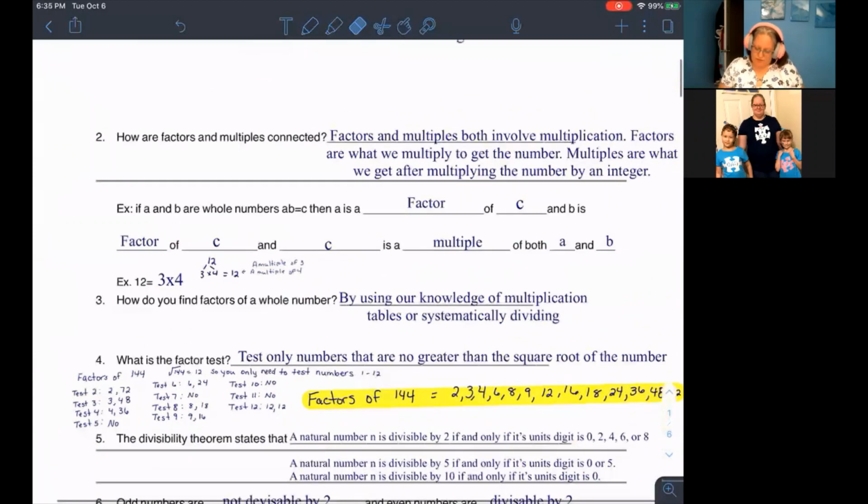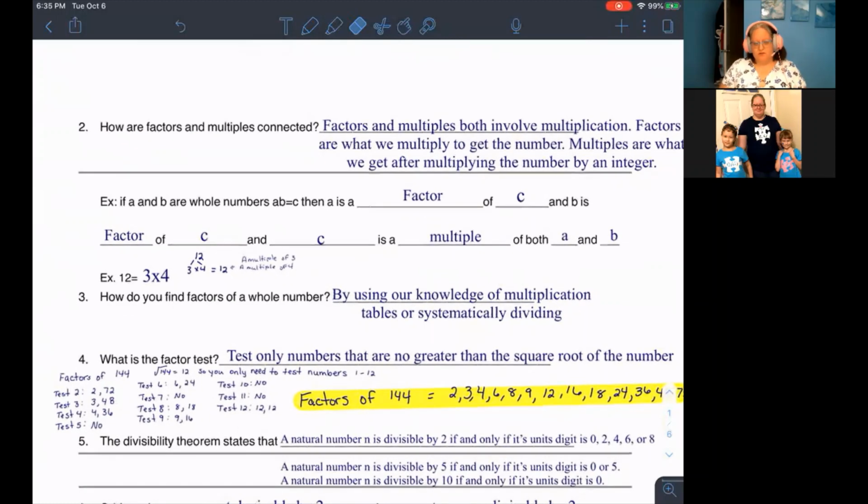Let's see, number 3, how do you find factors of a whole number? You use your knowledge of multiplication tables or systematically divide. So you're trying to find the factors of 12. We know that 1 times 12 is 12, 2 times 6 is 12, 3 times 4 is 12. Or you could do 12 divided by 1 is 12, 12 divided by 2 is 6, 12 divided by 3 is 4. So that's how you can find the factors of a whole number.